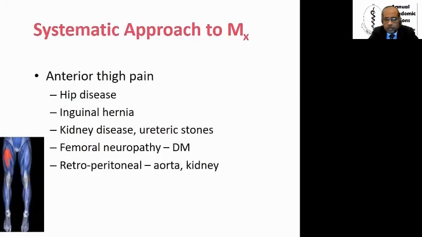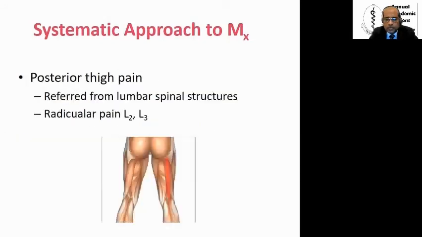Anterior thigh pain can come not really from the back, and does not respond to back management. It could be from hip disease, inguinal hernia, kidney disease, ureteric stones, femoral neuropathy, maybe diabetes mellitus, or retroperitoneal problems in the aorta and kidney. So we need to investigate further into these features.